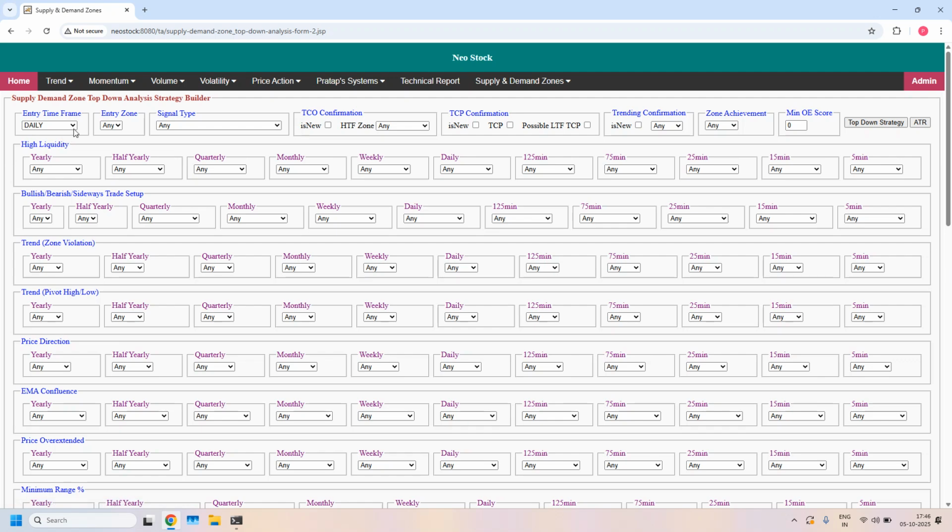First, sideways long trade setup for monthly income trade, entry time frame daily, entry zone demand zone. Here bullish or bearish or sideways trade setup at entry time frame daily. I am selecting sideways long, zone achievement violated opposing zone, minimum odd enhanced score 11 for sideways, and third filter pierced zones I am allowing for only for daily time frames.